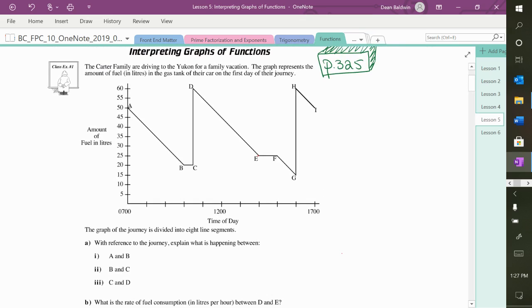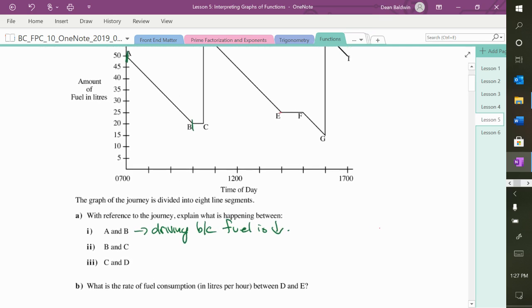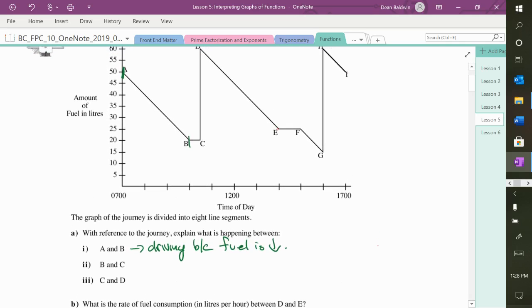So A to B in this section right here. What's happening? What are they doing? How do you know they're driving? The gas is going down, therefore we're driving. So driving because the fuel is decreasing.